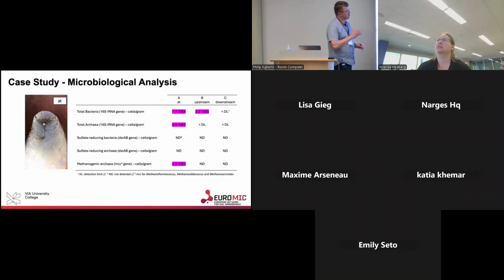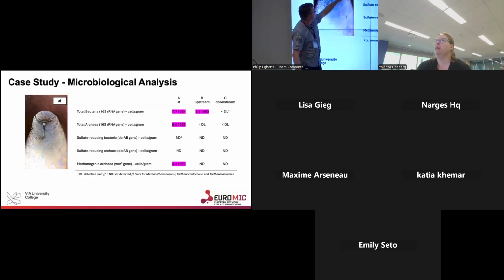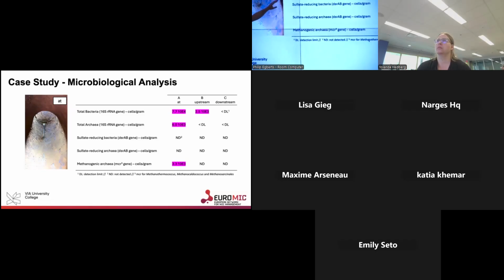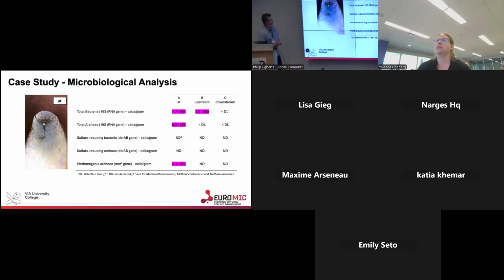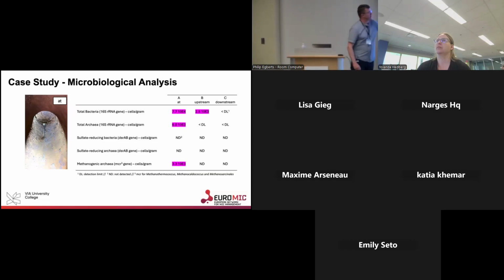So if you remember the three areas at the point, upstream and downstream, we targeted different types of bacteria with PCR. And the overall message is that at the leak site, we had the highest number of total bacteria. And we also were able to discover or measure archaea and some methanogenic archaea. All the others were pretty much not detected or below detection limit. But it tells us that there was more activity microbiological-wise at the area.